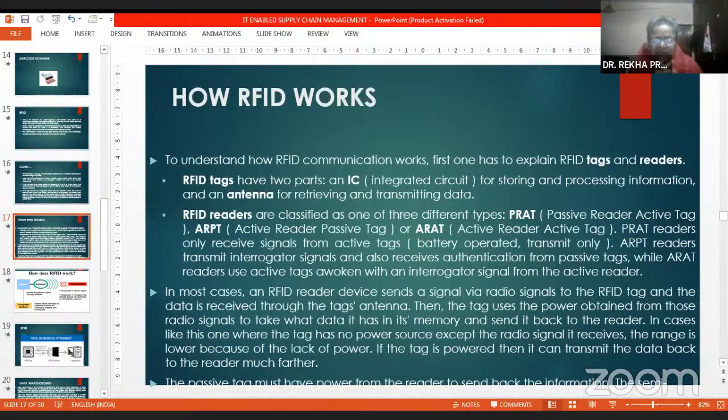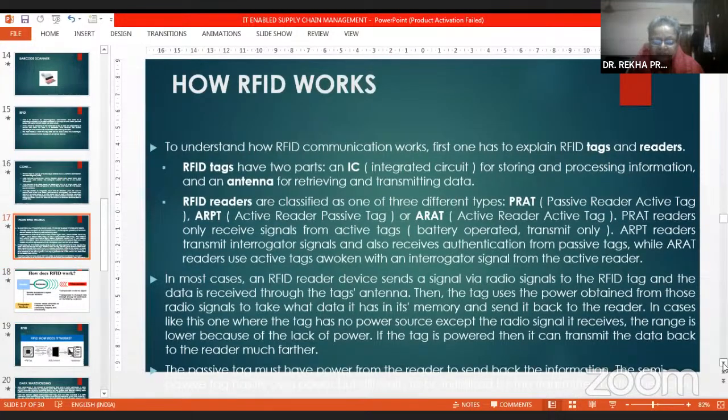In most cases, an RFID reader device sends a signal via radio signals to the RFID tag, and the data is received through the tag's antenna. And then it is converted into information, because this information is essential for the smooth functioning of the supply chain management.